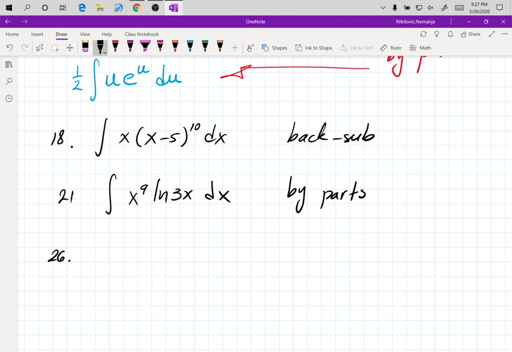All right, this one looks difficult. dx divided by x open parenthesis ln squared x plus 2 ln x plus 2. What do you think about 26?